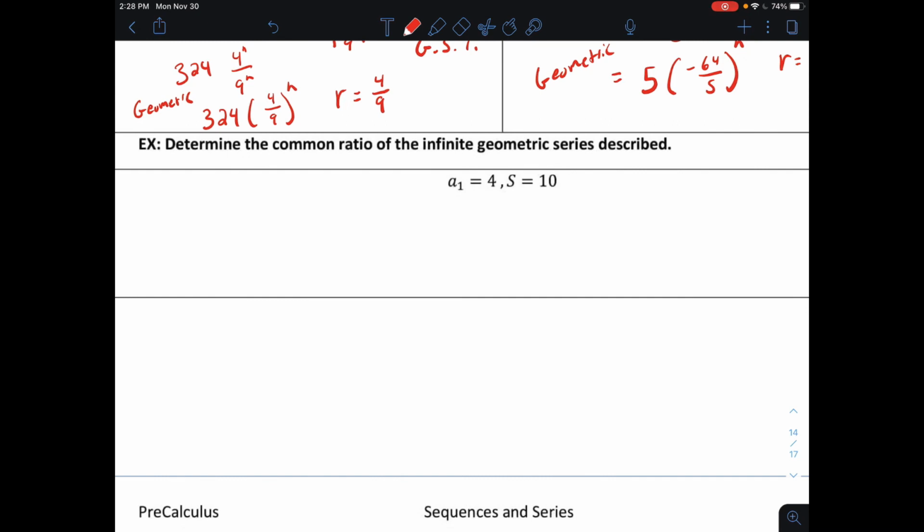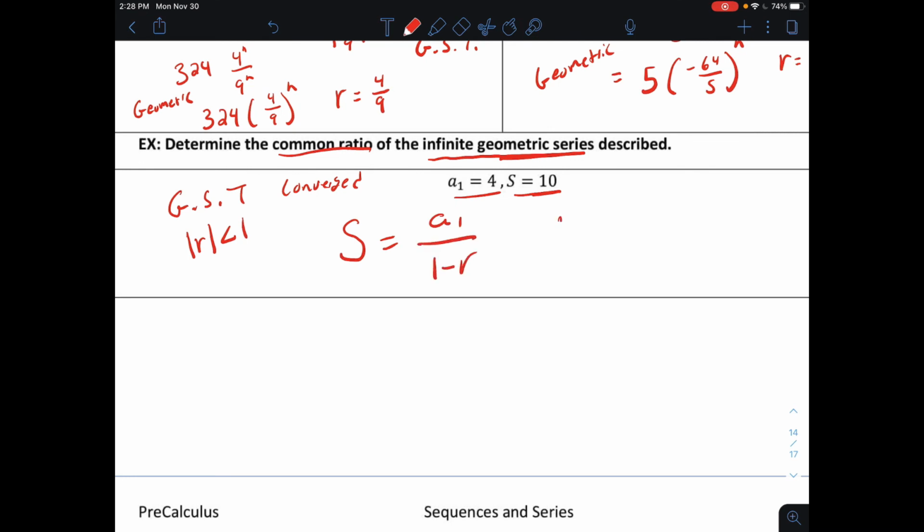Let's say that I'm telling you that I have an infinite geometric series and I want to just find the common ratio. And they tell me that the sum is 10 and the first term is 4. Well, according to the geometric series test, that means that the absolute value of r has to be less than 1, and if that was the case, it converged. Now I know it converged because they told me the sum, and that the sum would equal a1 over 1 minus r. Well, the sum is 10, the first term is 4, we just need to solve for r.